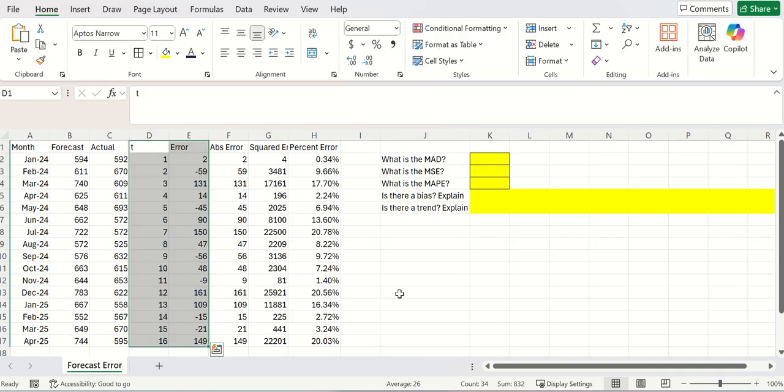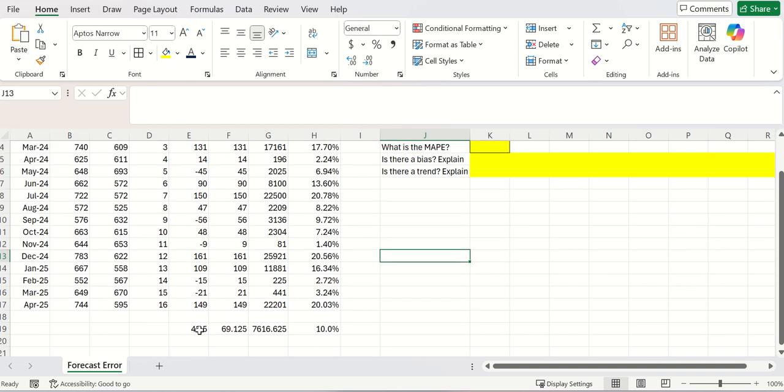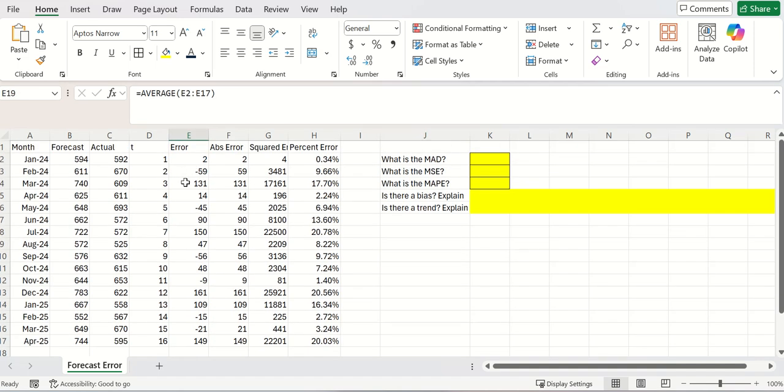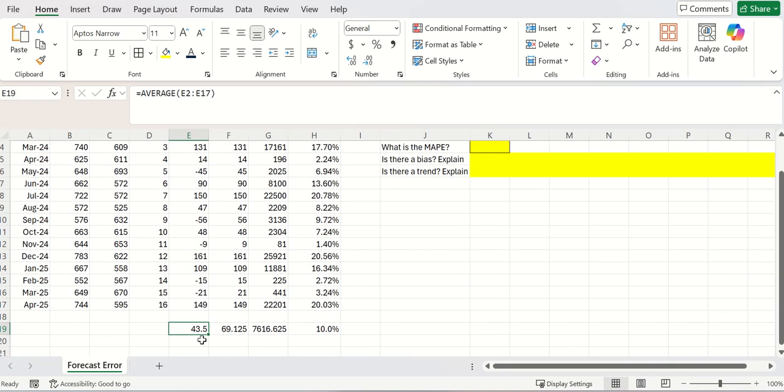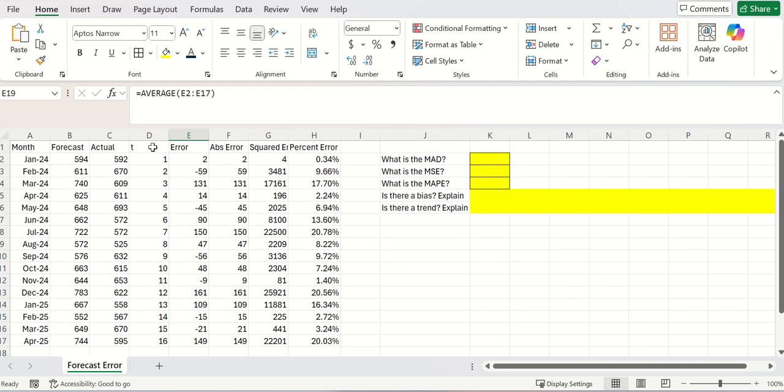I'm going to go ahead and remove that. We also know that by just looking at the average of the overall error. On average, I'm over about 43.5. So even whenever I take out the months that I'm under, I'm over by about 43. So from a bias standpoint, there really is something here showing that I am over forecasting using this method. Now let's go ahead and look at a trend.